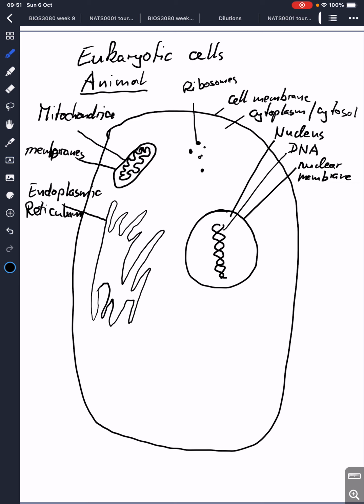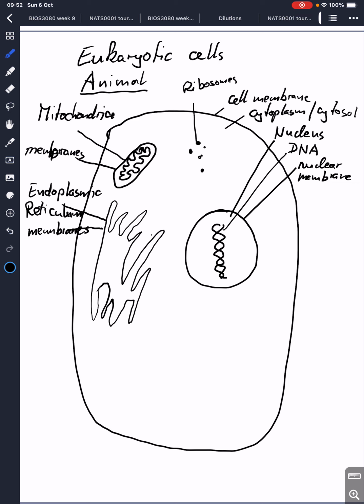It forms a sort of a network, and that is what the word reticulum actually means. It is made up of membranes again, and here you see the pattern here. Lipid membranes or phospholipid membranes. And the endoplasmic reticulum comes in basically two forms.